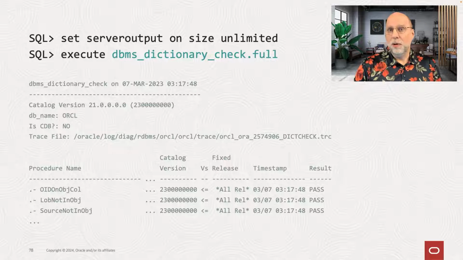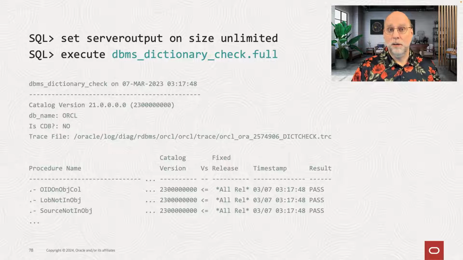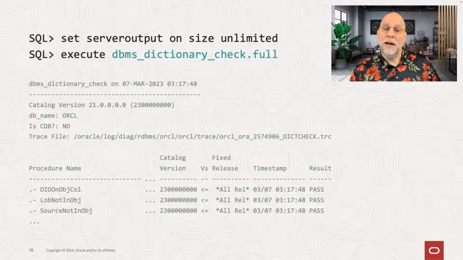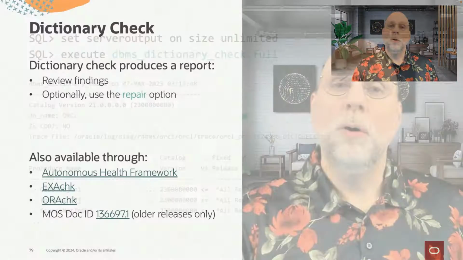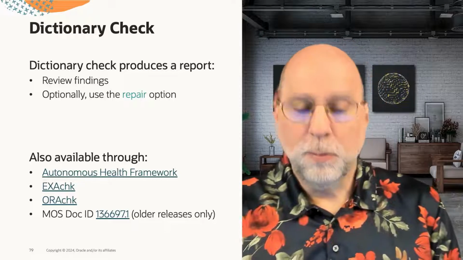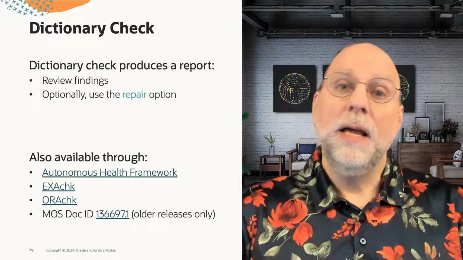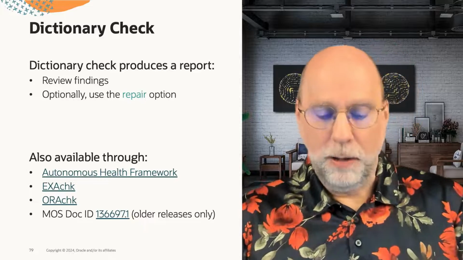So here's an example of running the dictionary check script. It usually runs very, very quickly. We're talking sub-second execution on even a complex system because it's just running a few dozen checks on your dictionary tables to make sure that everything is in good shape. And if it does find any violations, it will give you a reference as to how to address them. So this will produce that report. It will give you the findings that you can review. If you want to, you could use the repair option.